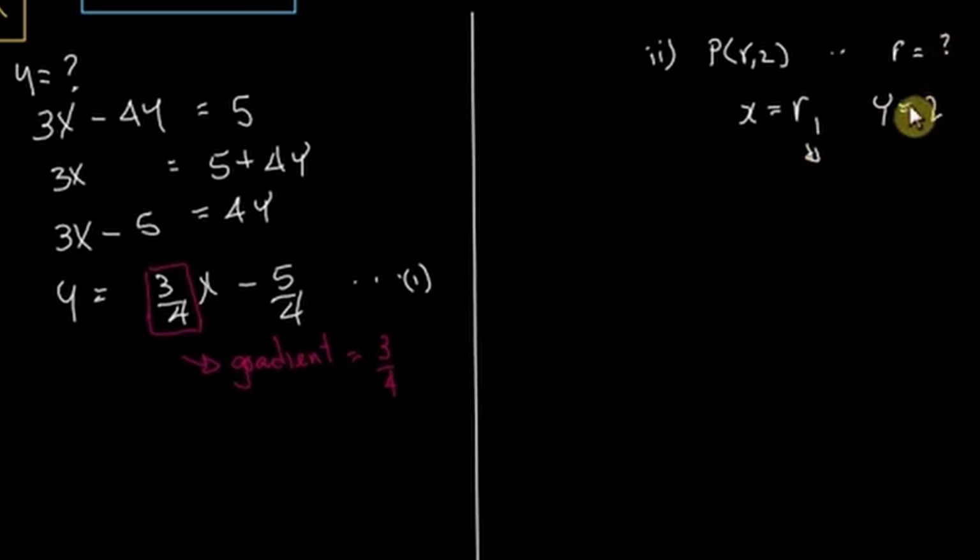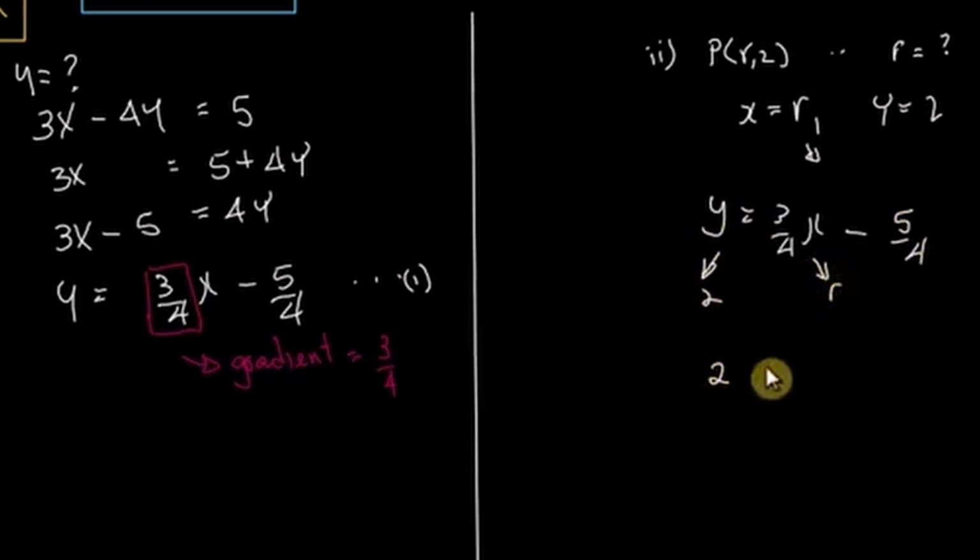So we're simply going to substitute r and 2 in the general equation. So we from y is equal to 3 over 4 x minus 5 over 4. We're going to substitute 2 for y and r for x. And we'll get 2 is equal to 3 over 4 r minus 5 over 4. So we can now transpose for r.